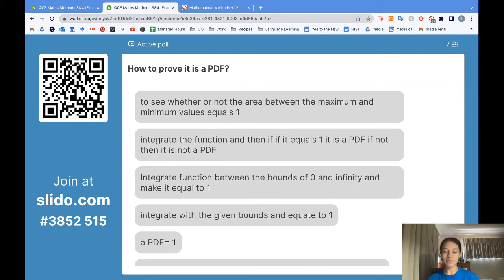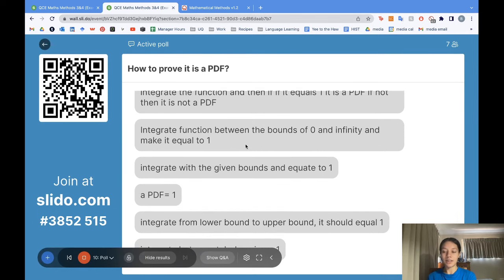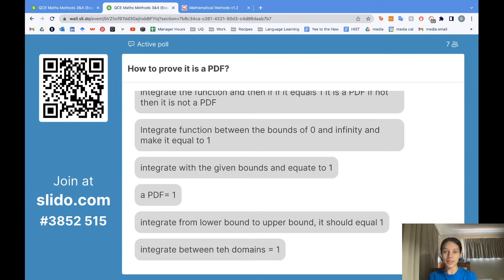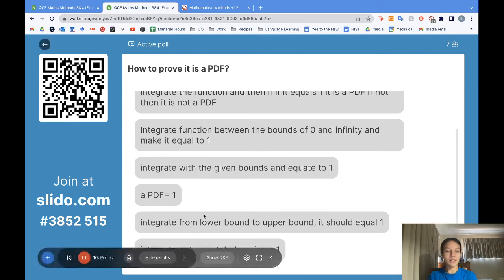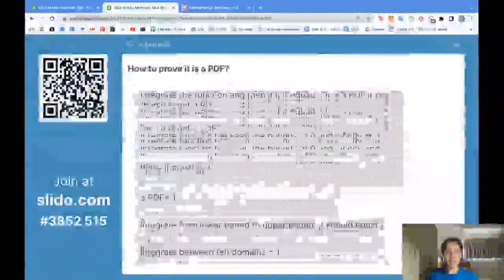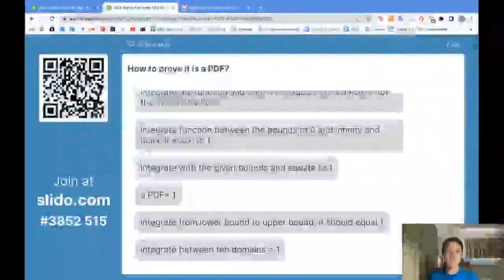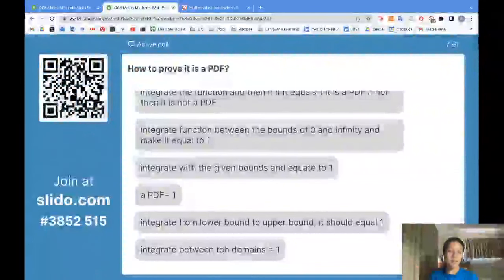There's not a lot of it in methods, but for the amount that we do, it is important to communicate clearly. So this is a type of question where you have to make sure that you are communicating why the working out you're doing is proving that it's a probability density function. And it looks like everyone has got it. You would integrate between the lower and upper bounds of the function they've given, and if it equals 1, you've got a PDF. If you don't have 1, then it's not a probability density function. So A+ answer for everyone there.